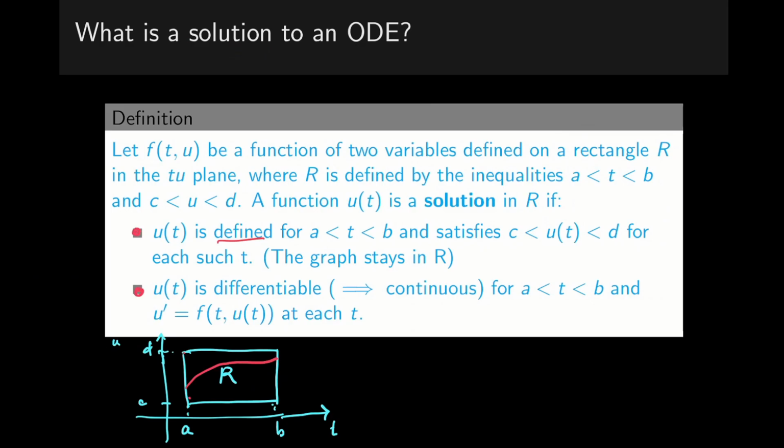It's defined and it's differentiable, which means that it's continuous. I'm going to box this in because it's very, very important. It's differentiable, which means it's continuous. And so that u prime equals f of t, u at each t. So it's continuous in this box. So it has to do both of these things. All right. And you guys will have these slides, so you don't have to copy down the whole definition if you don't want to.